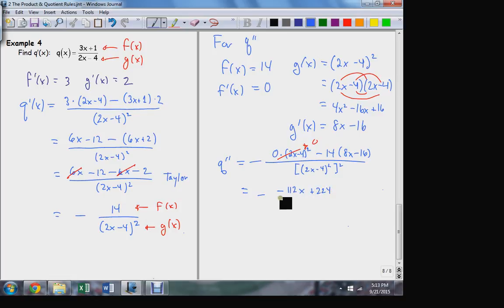And what's the new power of the denominator going to be? To the fourth. So the square applied to the square, that's the multiplication rule, 2 times 2. Okay, and finally, here's the result. Here's the end result of all the operations being applied in the proper order.